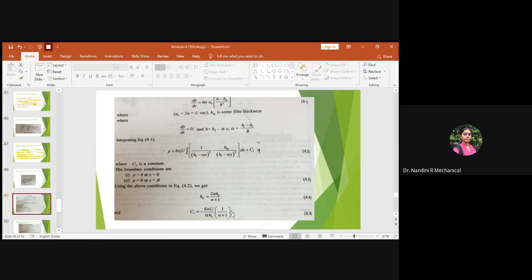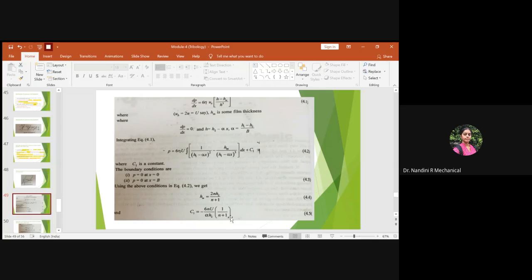So after getting the value of C1, you have to substitute back in equation 4.2. So when you put this condition, you will get the value of C1 is equal to minus 6 mu divided by alpha H2 into 1 by n plus 1.